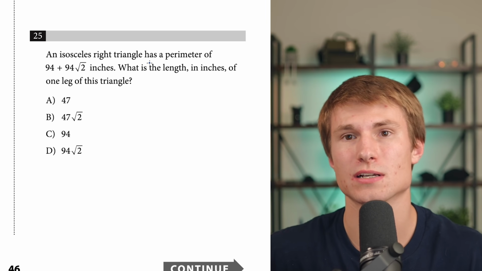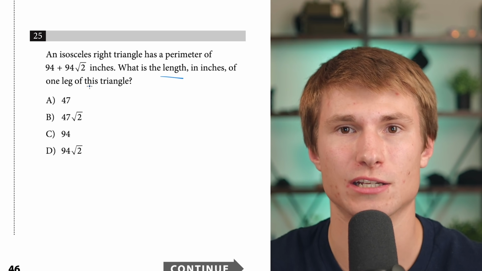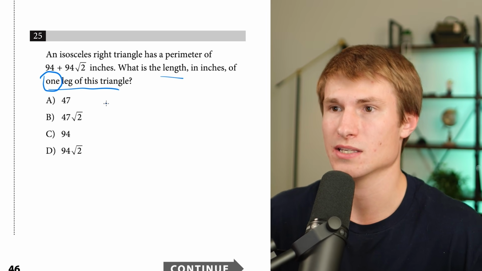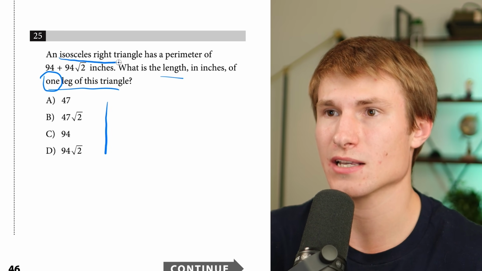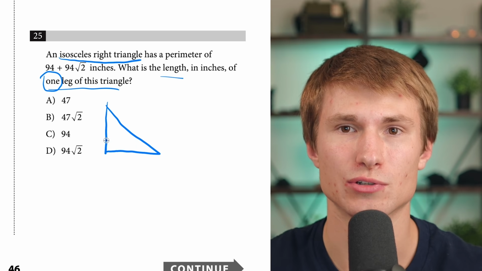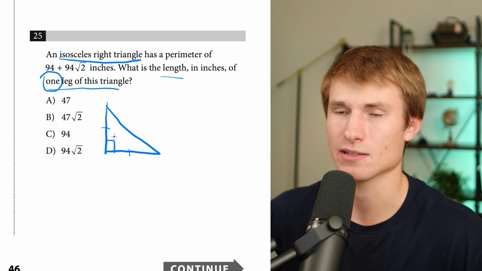Question 25 states an isosceles right triangle has a perimeter of 94 plus 94 root 2 inches. What is the length in inches of one leg of the triangle? Okay, so ultimately the length of one leg is pretty easy to find, and the reason why is it's an isosceles right triangle. I'm going to draw this out as I recommend you do with questions about triangles and circles on the SAT. We've got these two side lengths will be the same because, like I said, isosceles.